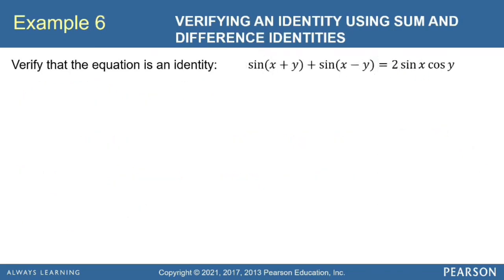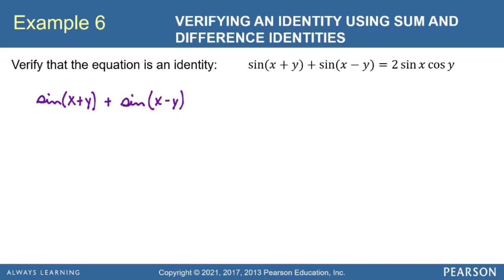And finally, here's example 6, and we're going to verify that this equation is an identity. Sine of x plus y plus sine of x minus y equals 2 times the sine of x times the cosine of y. It looks to me like the only side that we can hope to do anything with is this left side. So let's go ahead and copy down the left side of our equation.